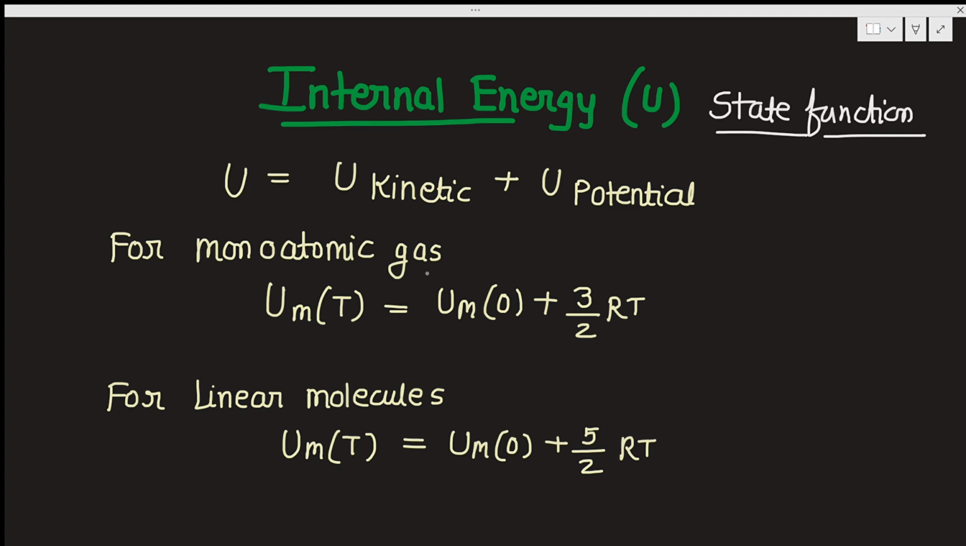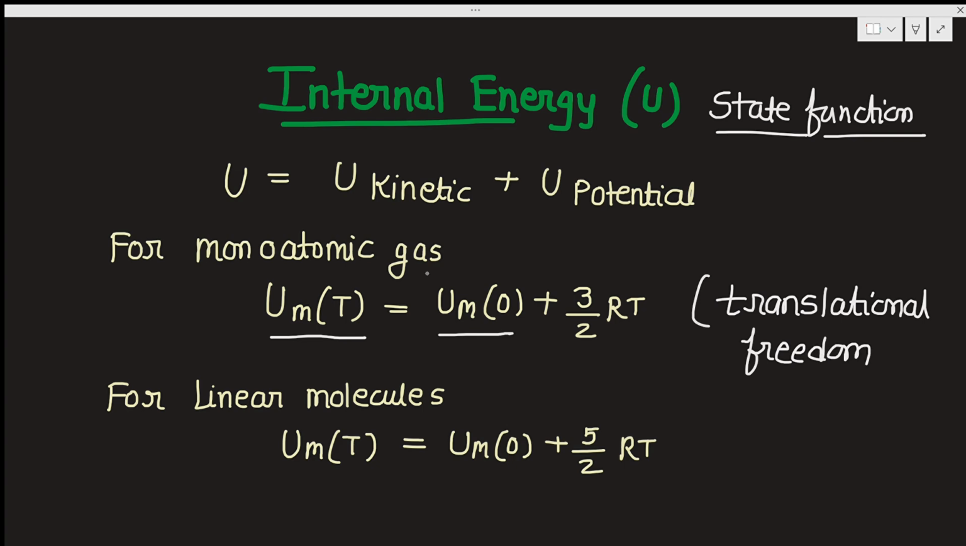For monoatomic gas, if you want to find out UMT, it means molar internal energy at temperature T, it is equal to molar internal energy at temperature 0 Kelvin plus 3 by 2 RT. It means here you have taken only the translational modes, because in the case of the monoatomic case, there is only translational degree of freedom present. So you are taking only 3 by 2 RT.